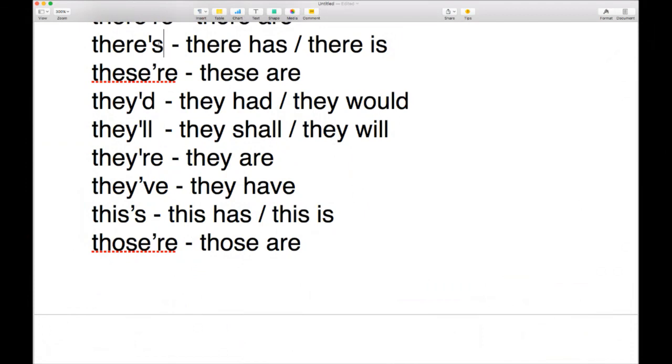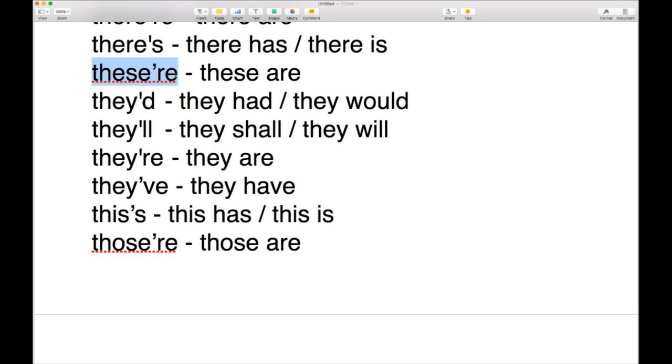Okay, so the next one is there's, very easy. It means there has or there is. So if there's been a terrible incident, maybe a car accident, I might say to you, hey, don't drive down this road. There's been an accident. There's been an accident. Don't drive down there. There's been an accident.